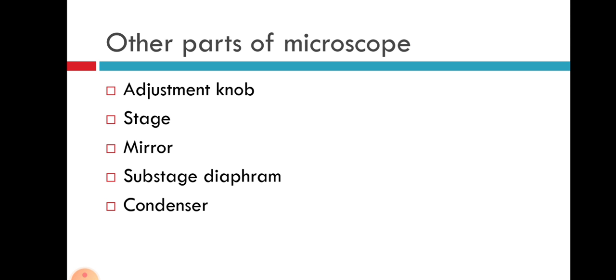The next part of the microscope is the stage. The object to be observed is kept on a glass slide and placed on the stage. It may have clips to keep the slide in the desired position, or a mechanical stage for horizontal movement of the object. In some microscopes, the stage may be raised or lowered with coarse and fine adjustment for focusing the object.